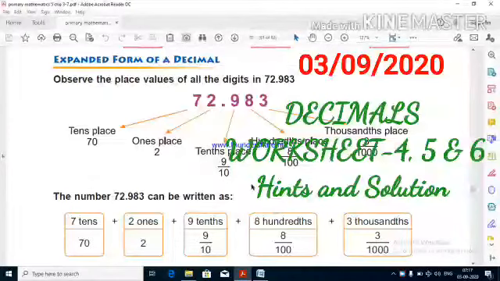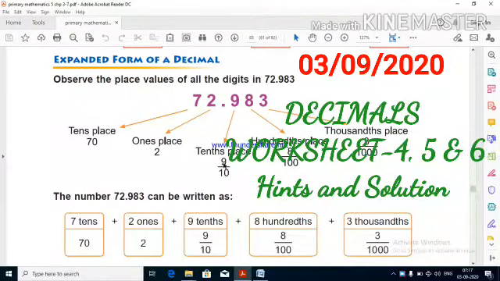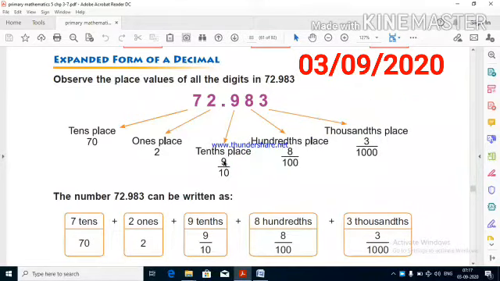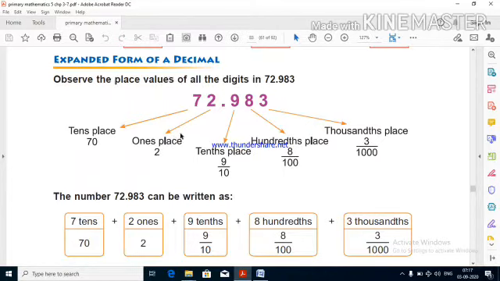Welcome to Mathematics Online. Today we come to know the expanded form of a decimal. How we can write the expanded form of a decimal. Previously we came to know the place value of all the decimal numbers.